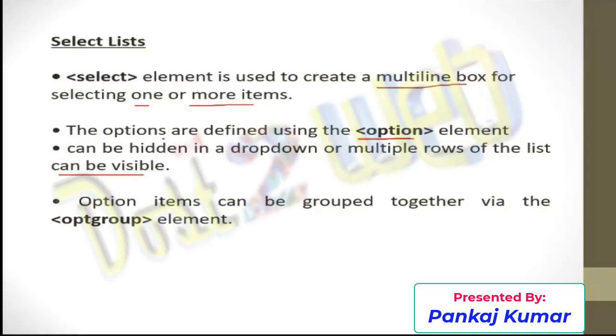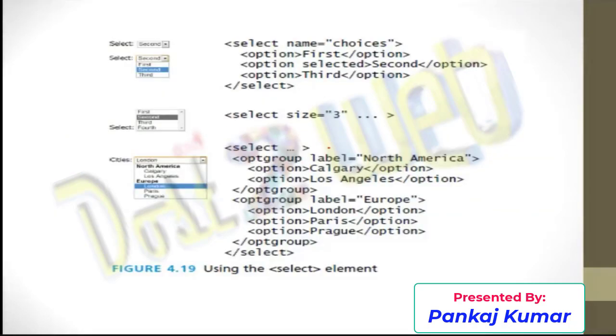And this container holds the other option elements. You can group input elements together in forms, plain text and other elements, using the HTML opt group. If you use this option in a group, then all the option items will be grouped. So in this way, you can see the example here.